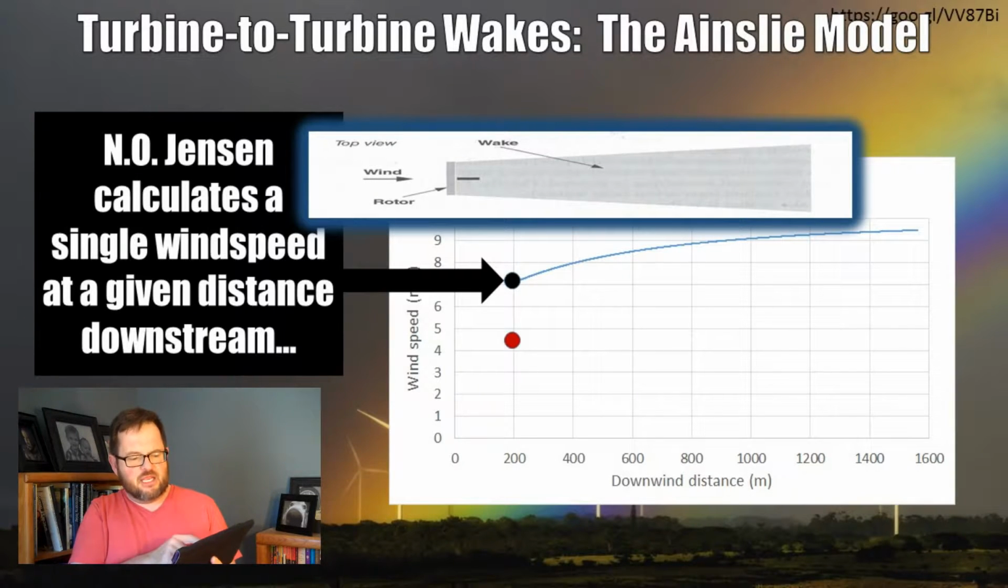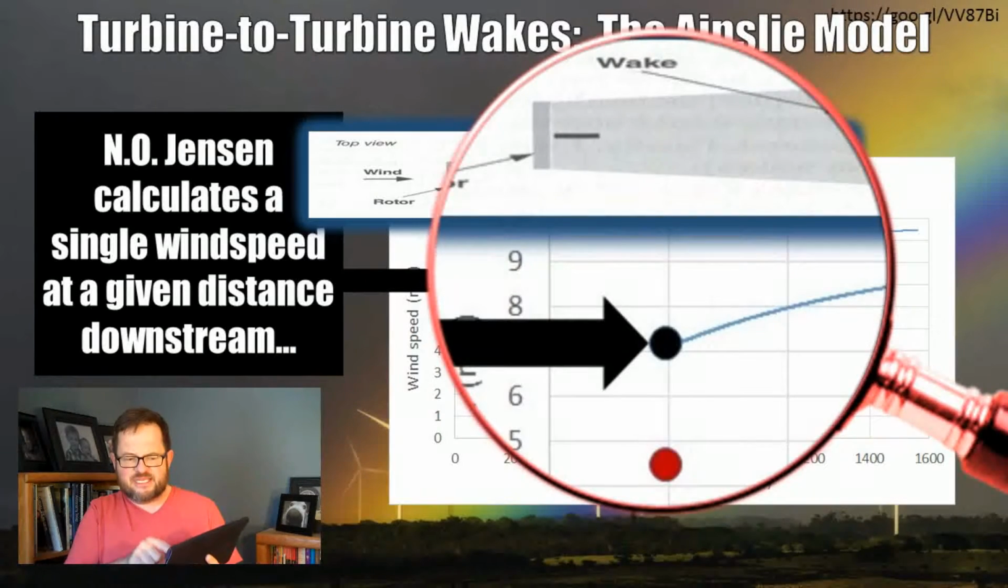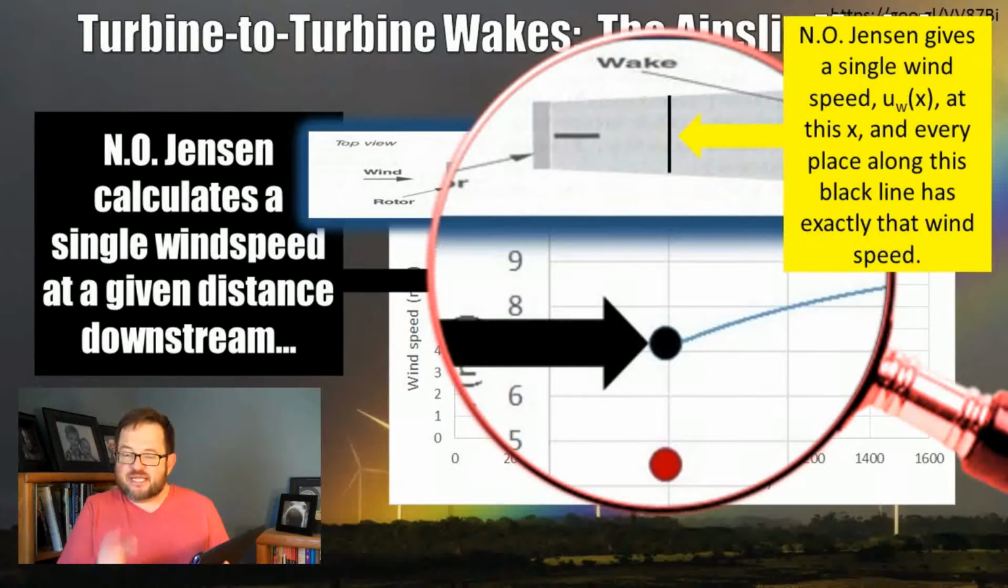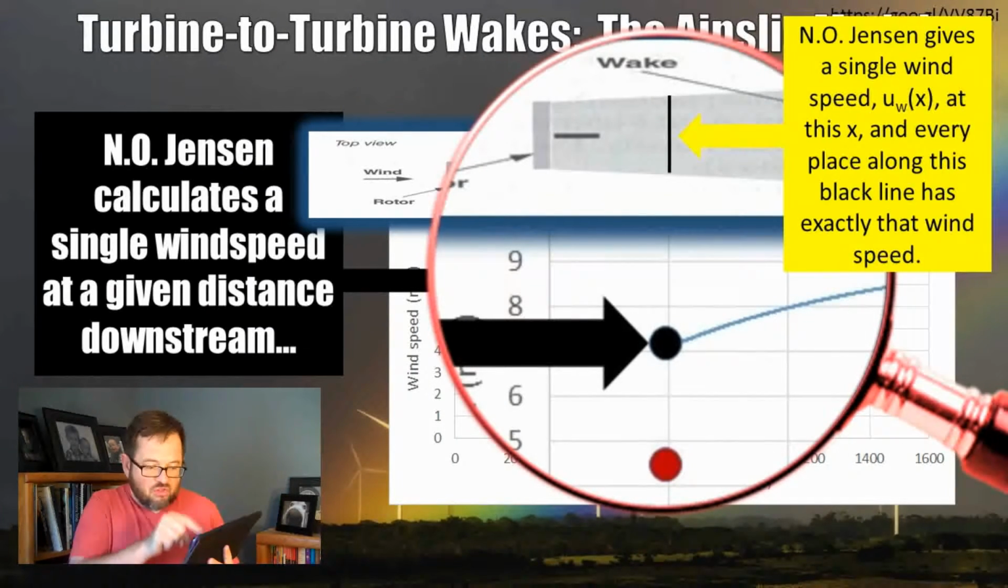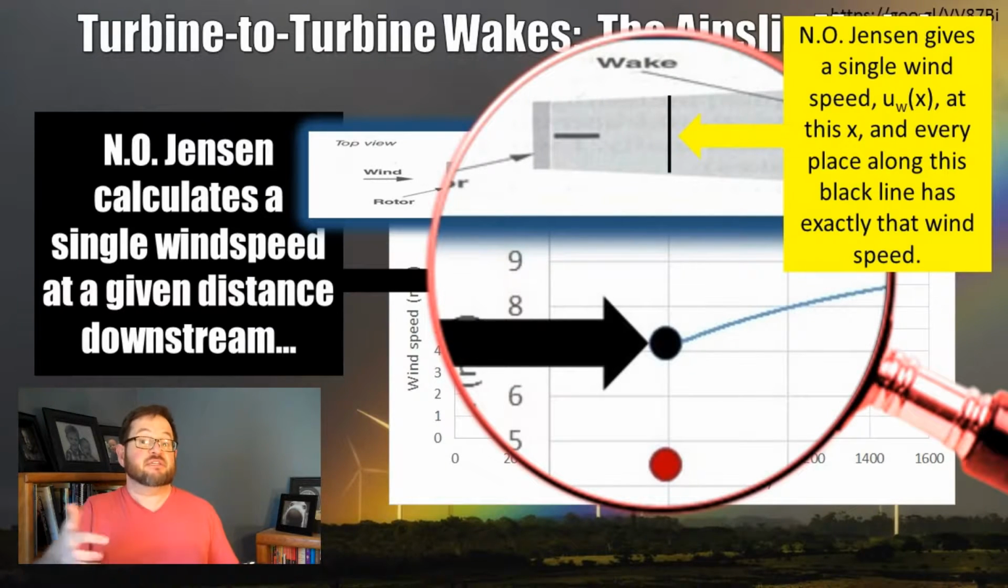Okay, if we zoom in and look at what we're seeing at, let's say, 200 meters up into the wake, what N.O. Jensen is telling us is it's giving us a single wind speed at that distance from the turbine. That's UW of x. At that x, everywhere along that little black line that I just drew across the wake, N.O. Jensen is saying we have the same speed. So everywhere along that little line, which is 200 meters downwind from the turbine, we're having a wind speed of exactly whatever that works out to, 7.1 meters per second or something like that.